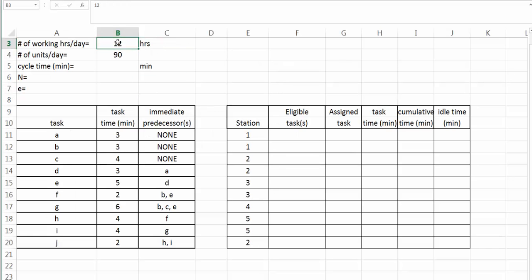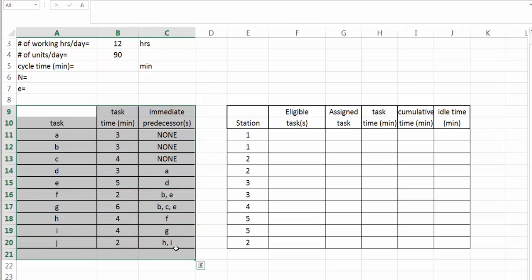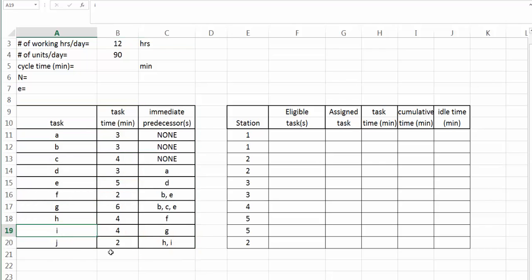And first of all, let's get some of the basic information. Number of working hours per day, 12. Number of units per day, 90. And I copy the table from PowerPoint over here. In total, 10 tasks. First thing we'd like to do is to find out about the total task time. To do that, it's very easy. We use the sum function in Excel. And in total, it takes 36 minutes to complete all those 10 tasks.